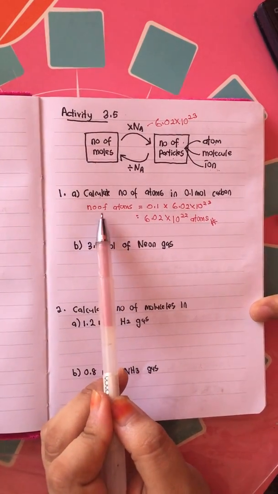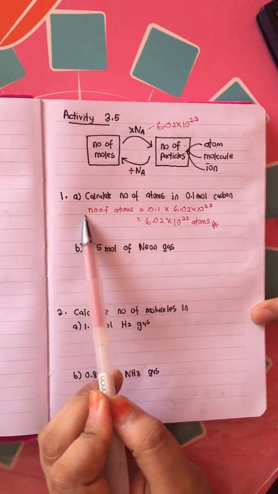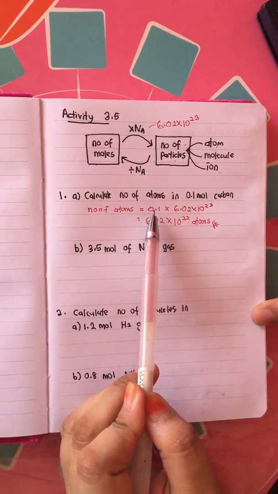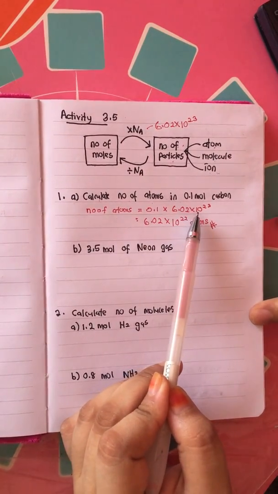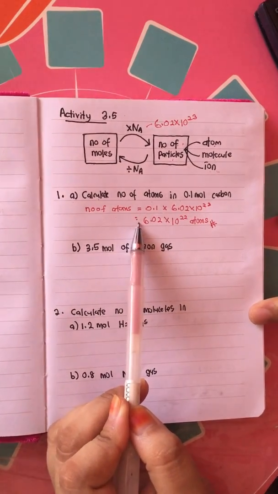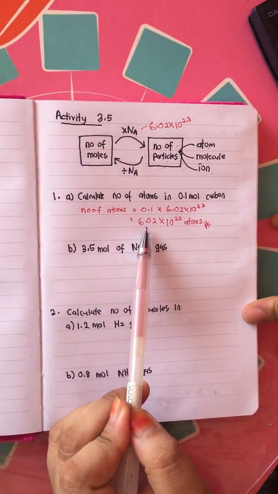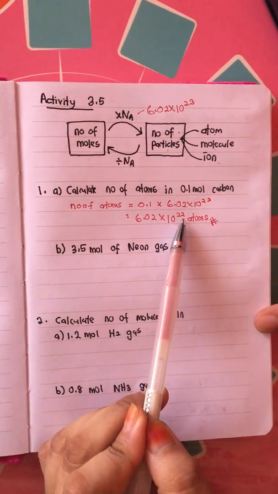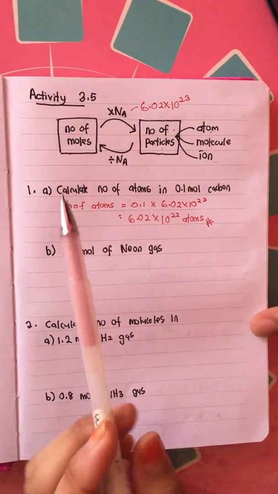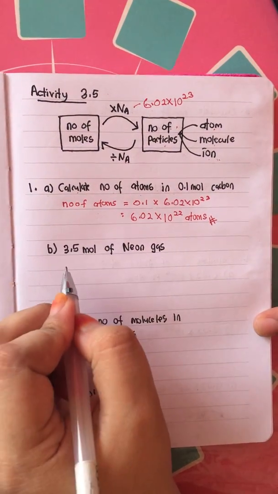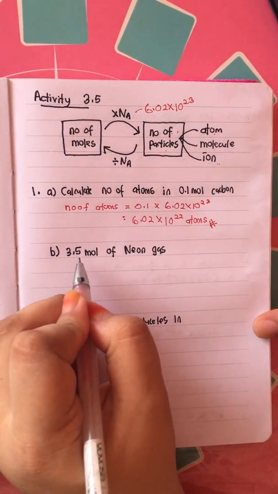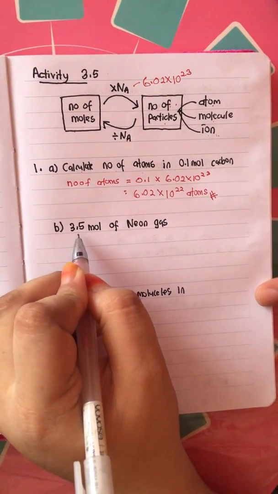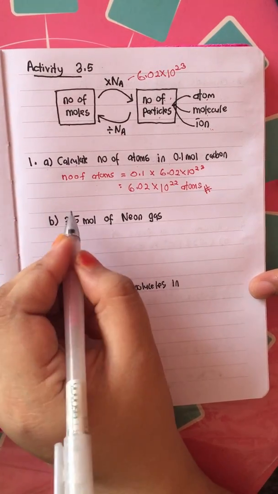Right, so number of atoms, okay, ni yang kita kira, yang kita mahu, equal to your number of mole 0.1 times Avogadro constant. Okay, bila kamu tekan calculator, kamu akan dapat 6.02 times 10 to the power of 22 atoms. Alright, so teacher move on to the question number 1B. So what is the number of particle or number of atom in 3.5 mole of neon gas?